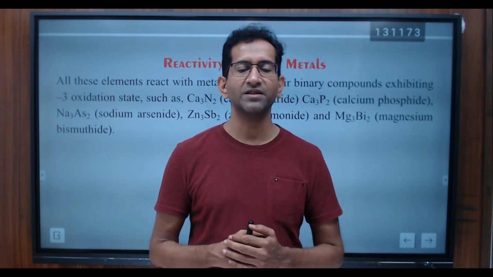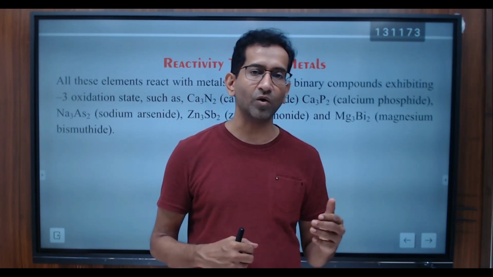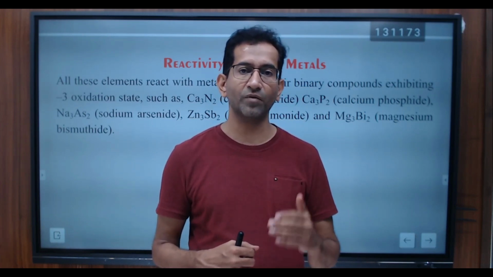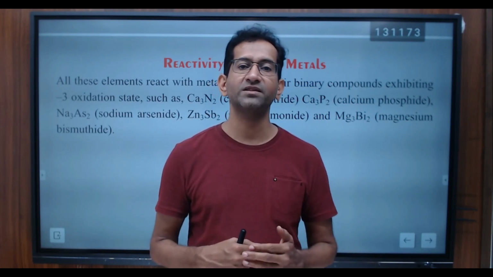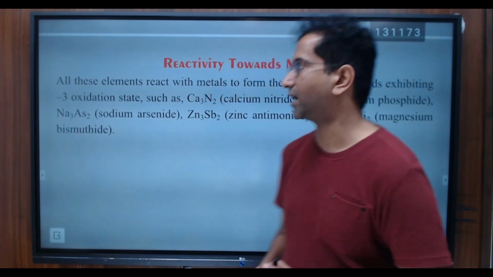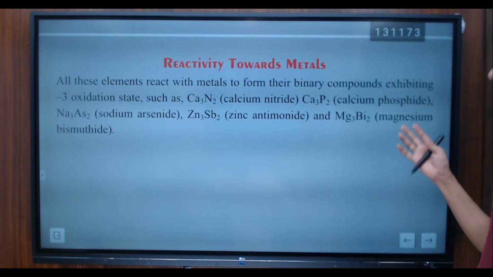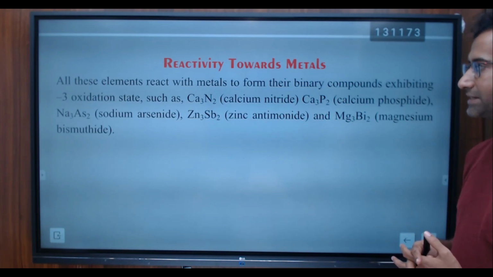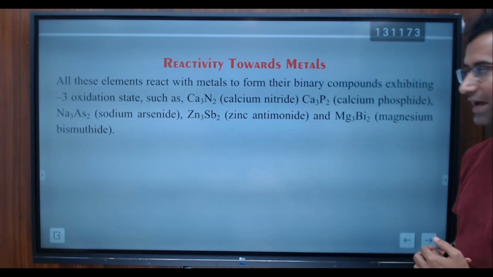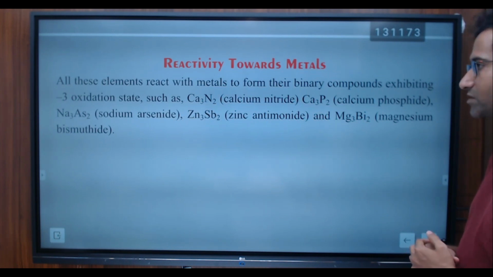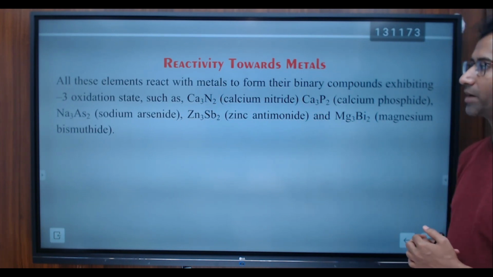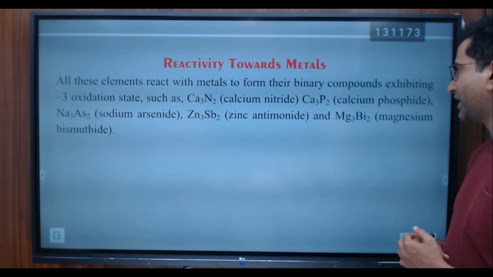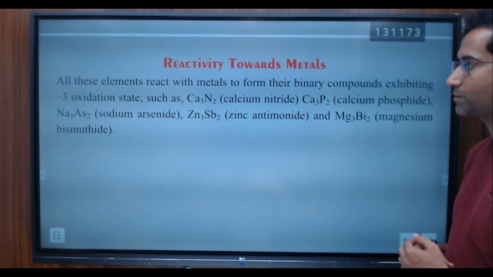Reactivity towards metals. Metals always have a tendency to release electrons. If these electrons are gained by the elements of group 15, they achieve the electron configuration of the nearest inert gas with oxidation state -3. Let's see the examples. All these elements react with metals to form binary compounds exhibiting -3 oxidation state, such as Ca3N2 calcium nitride, Ca3P2 calcium phosphide, Na3As2 sodium arsenide, Zn3Sb2 zinc antimonide, and Mg3Bi2 magnesium bismuthide.